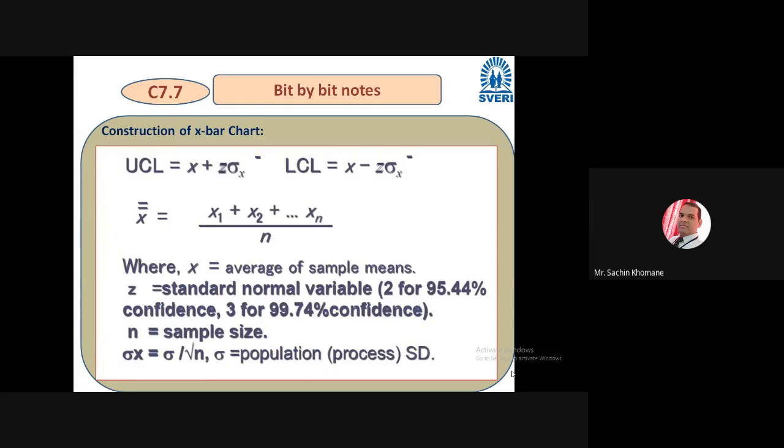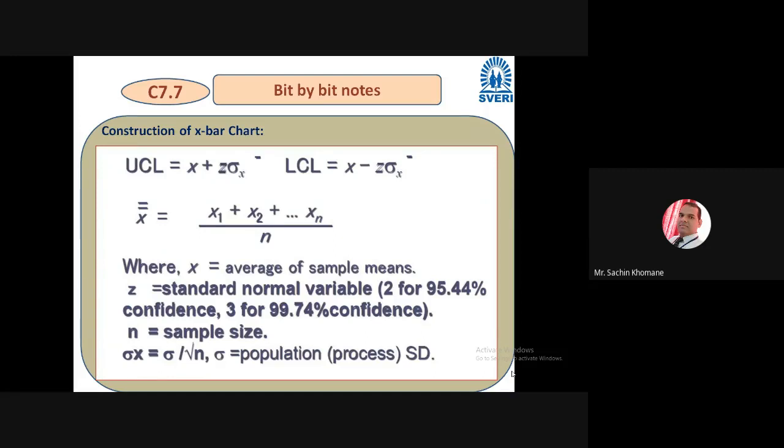Okay, and control if you want to draw any of the control chart, first you have to calculate the UCL and LCL. And all of us know the calculation of mean, like x1 plus x2 plus xn divided by n, right? So that all of us know.